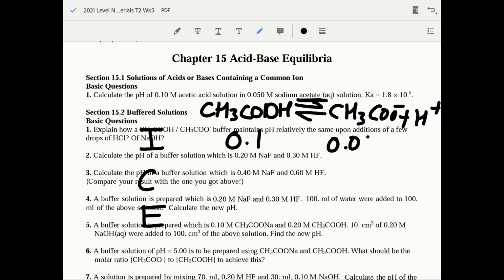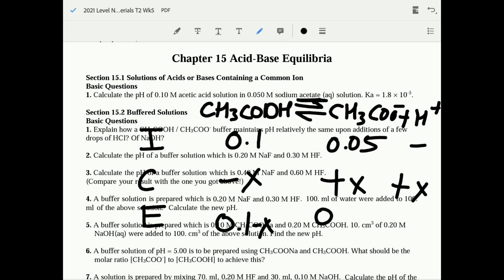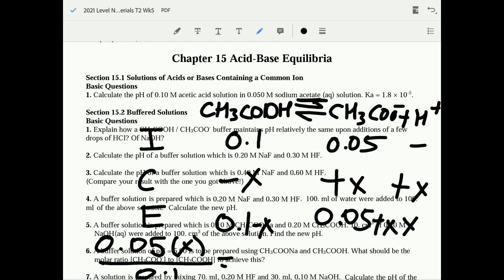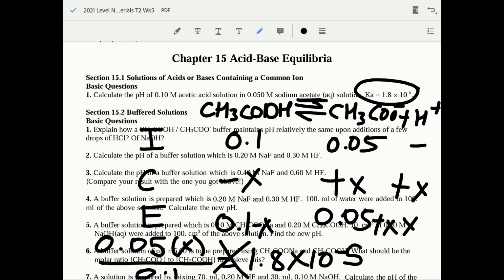We have 0.05 already present. We have X of this. We do minus X, plus X, plus X. So we have 0.1 minus X, 0.05 plus X, and X. Now in such scenarios, we obviously consider X to be negligible. So basically what we have is 0.05 times X over 0.1, because you consider X to be negligible, and this is the equilibrium constant, or the Ka. So 1.8 times 10 to the minus 5. We cross multiply and we get, solving for X, let's see what we get. So 1.8 times 10 to the minus 5 times 0.1 divided by 0.05.